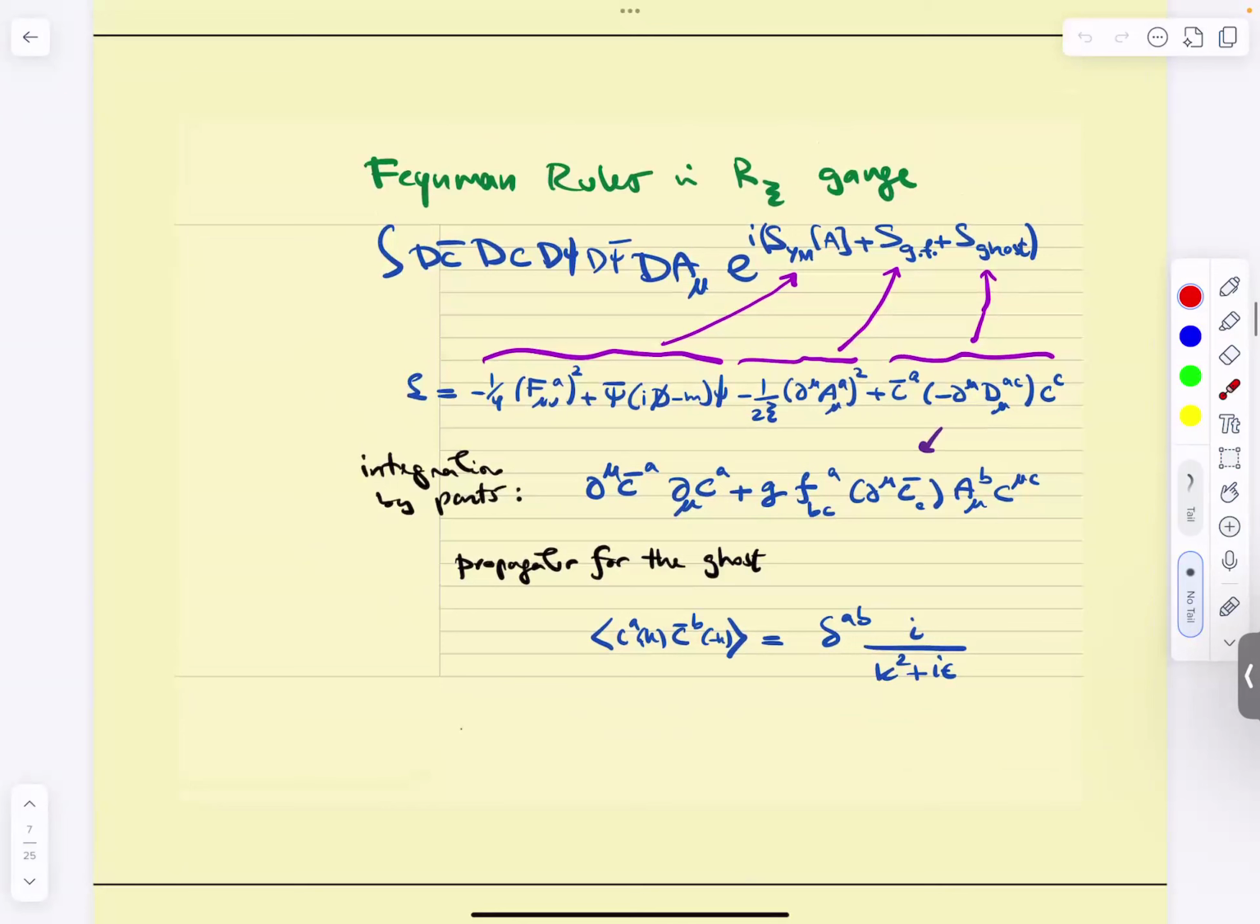Now, we started talking about Feynman rules in R_ξ gauge. That should be familiar. Our path integral from now on will be a path integral over the ghost and the anti-ghost, the matter field. Now we're thinking of a non-abelian gauge theory coupled to matter, per se. And then the path integral over A mu. There's the Yang-Mills action. There's the ghost gauge fixing action. And then there's a ghost.